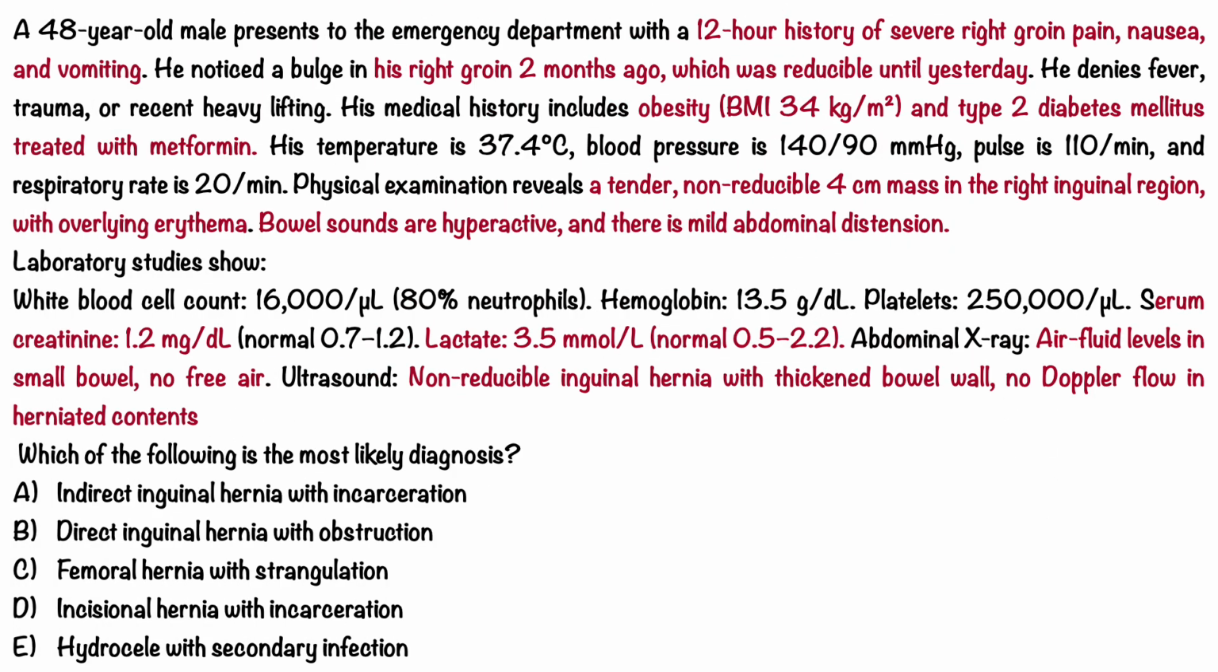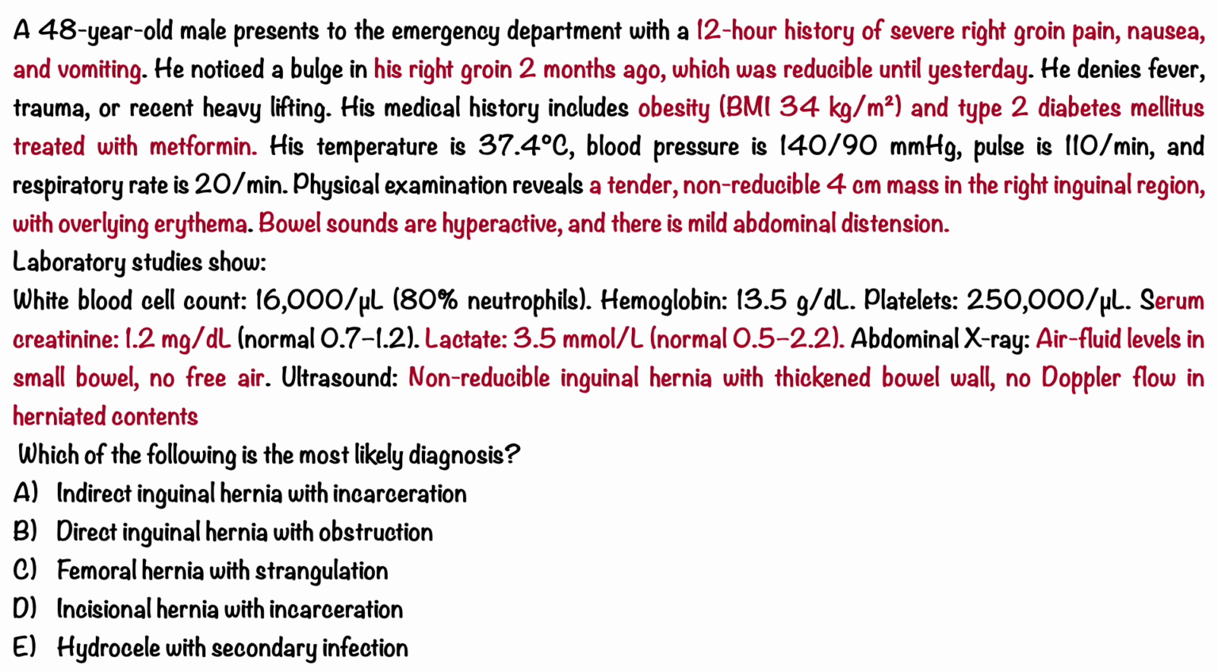A 48-year-old male presents to the emergency department with a 12-hour history of severe right groin pain, nausea and vomiting. He noticed a bulge in his right groin 2 months ago, which was reducible until yesterday. He denies fever, trauma, or recent heavy lifting. His medical history includes obesity, BMI, that is body mass index, 34 kg per meter square, and type 2 diabetes mellitus treated with metformin. His temperature is 37.4 degrees Celsius, blood pressure is 140 by 90 mmHg, slightly hypertensive, pulse is increased at 110 per minute, and respiratory rate is 20 per minute.